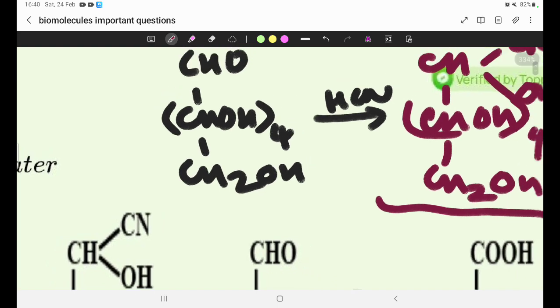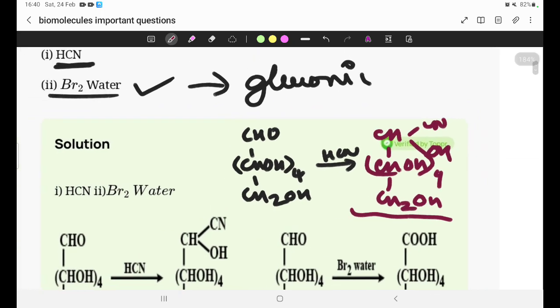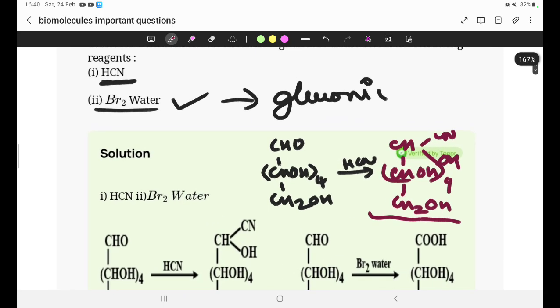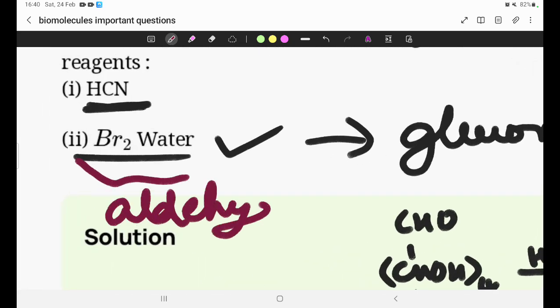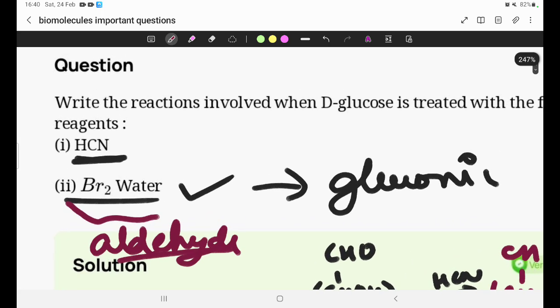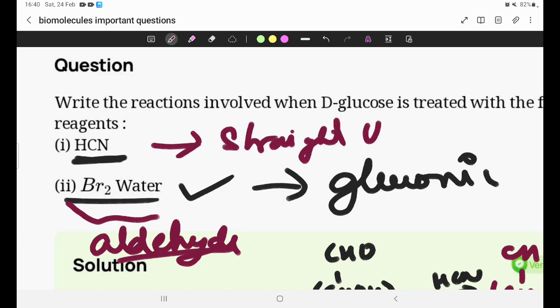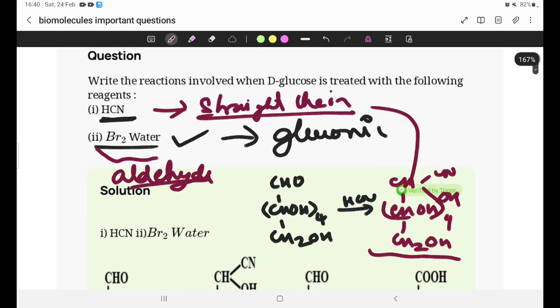This is because of the straight chain structure of glucose, the presence of a carbonyl group in glucose. This is for aldehyde, right? I told you, the carbonyl group is an aldehyde group. This is for the presence of the straight chain structure of glucose, and in glucose the presence of the CHO group. So you can even use this also to confirm this thing.